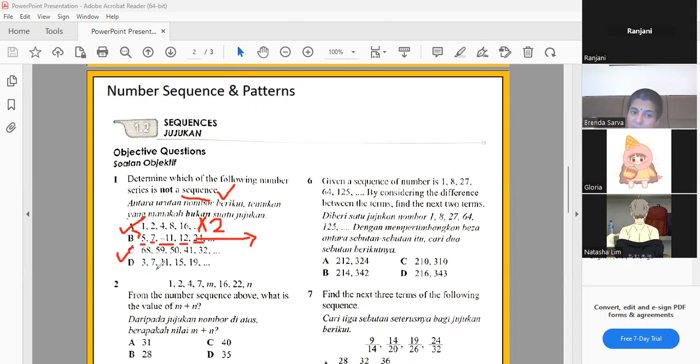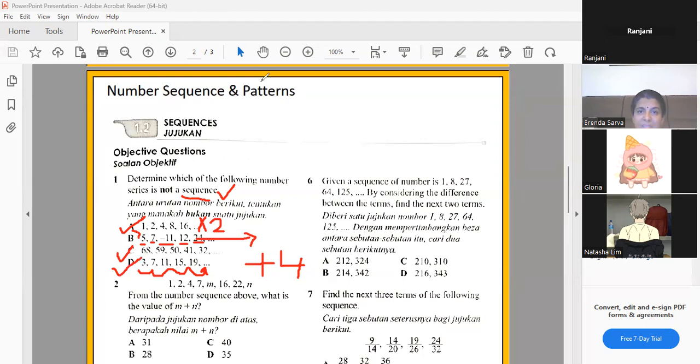Okay, D starts with 3, then 7, then 11, then 15 and 19. Can you tell me what is the sequence? Put in the chat. Am I too fast, girls? Do you understand what I'm saying? What is the sequence that's happening here? Very good, Durgashini, +4, addition of 4. So D is also a sequence.